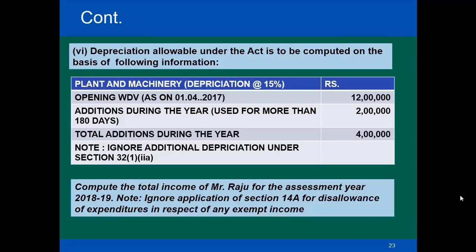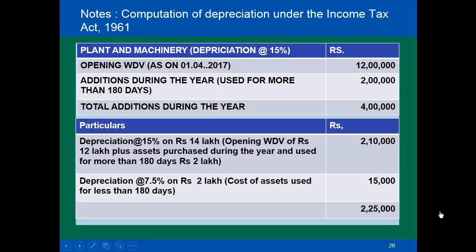Now we are required to compute the total income of Mr. Raju for the assessment year 2018-19. Ignore application of section 14A for disallowance of expenditure in respect of any exempt income. So let's answer this question. First we will do the computation of depreciation under the Income Tax Act 1961.